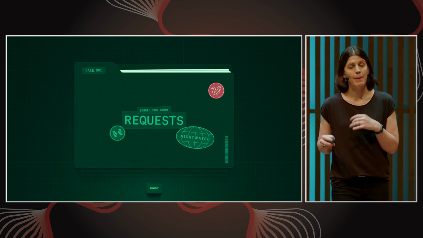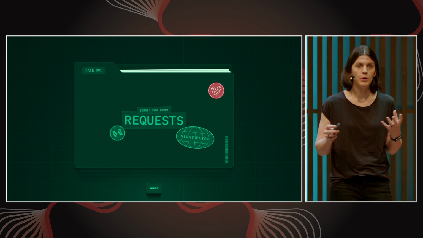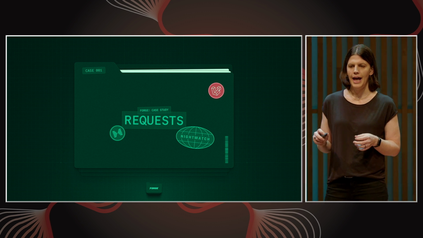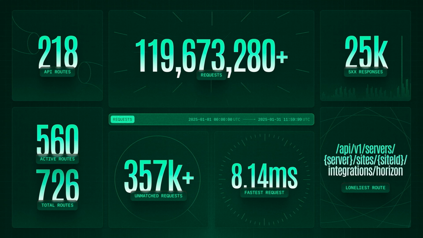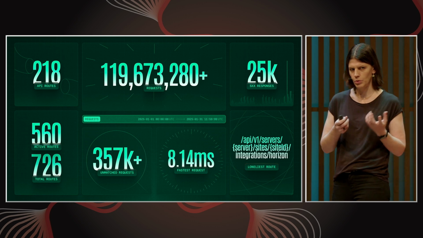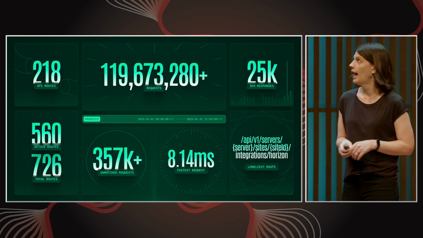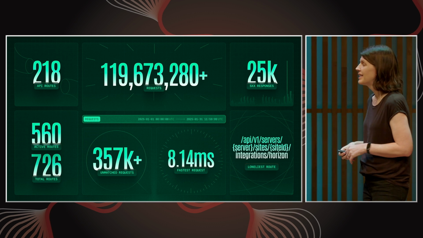So let's now talk specifically about requests. This is, I find, the most interesting part of Nightwatch. So for requests into Forge, in the last 30 days, we've had 119 million requests. For our 500 responses, we have 25,500 responses, unfortunately, which we'll talk about. 218 of our routes are API routes. We've got 560 active routes out of 726 total routes, so quite a lot of routes that we're not using at the moment. We've got 357,000 unmatched requests.